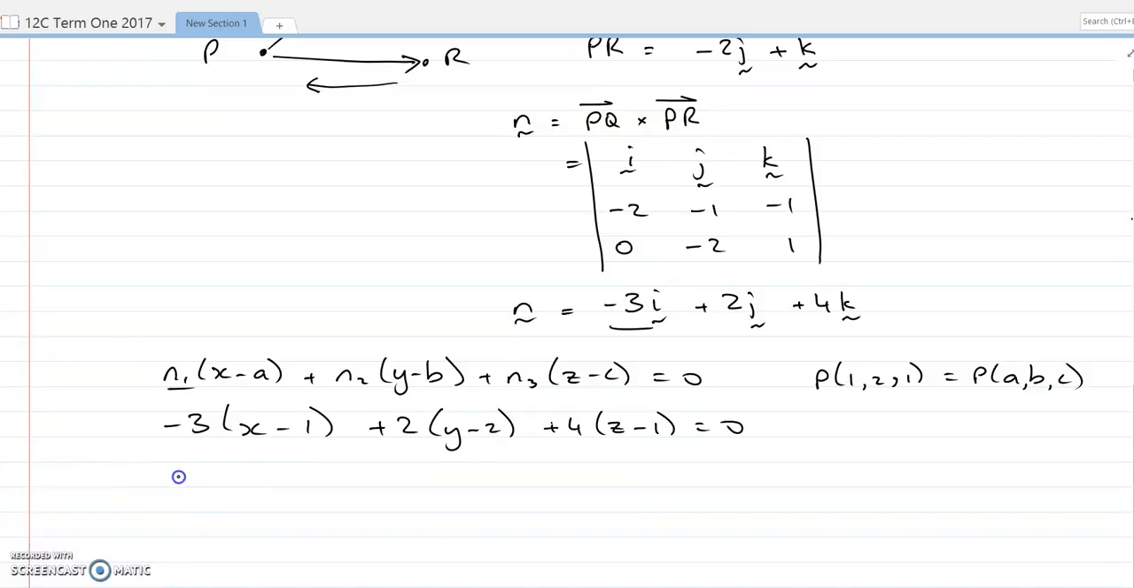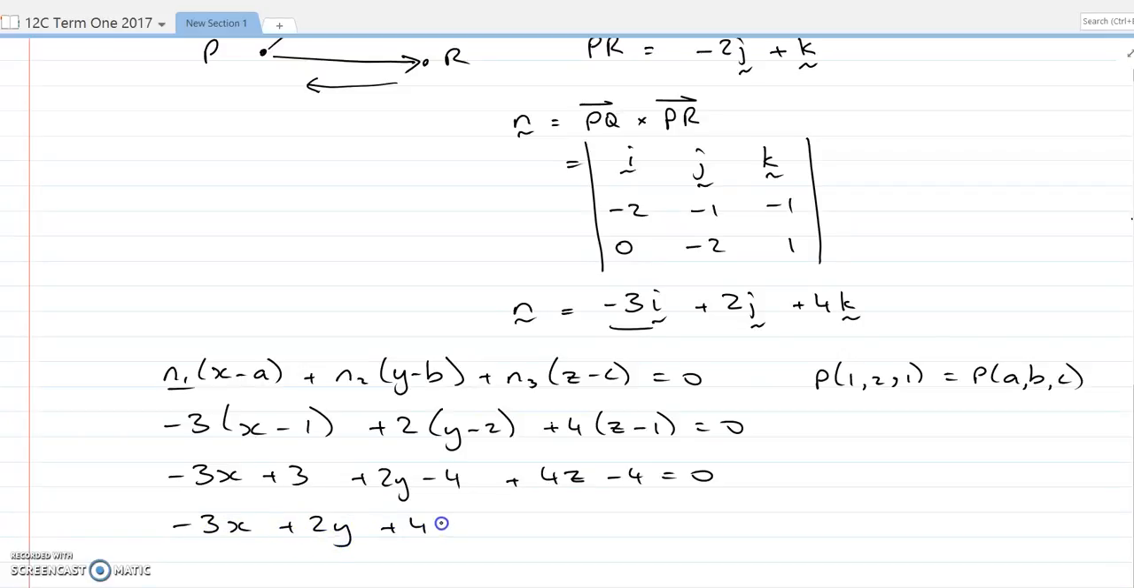And what I could do is expand this. So -3x plus 3 plus 2y minus 4 plus 4z minus 4 equals 0. Combine my numbers. Let's see, -3x plus 2y plus 4z. I've got 3 minus 4 is -1, minus 4 is -5, I put it on the other side as a 5, and voila, I am done.